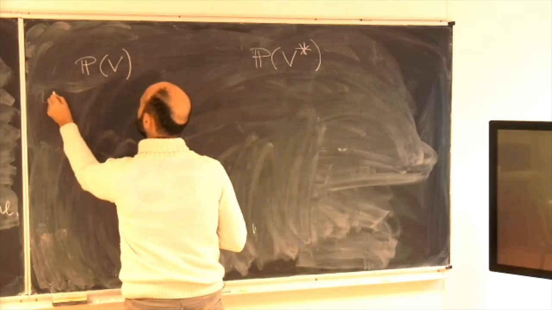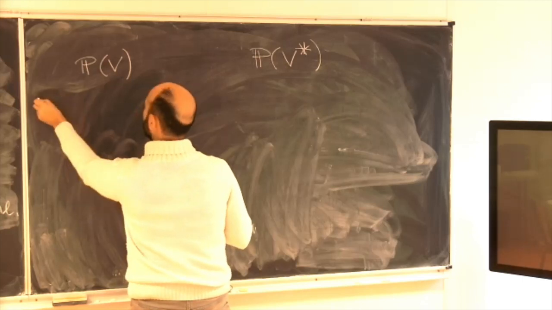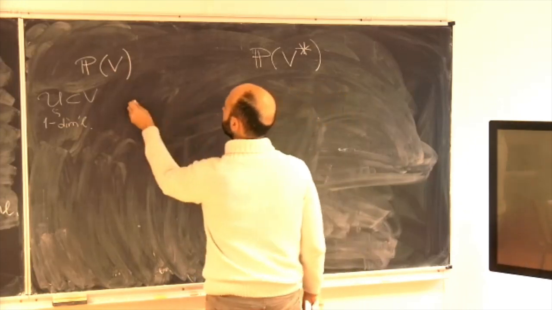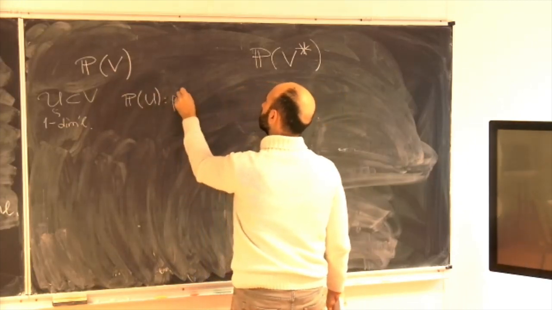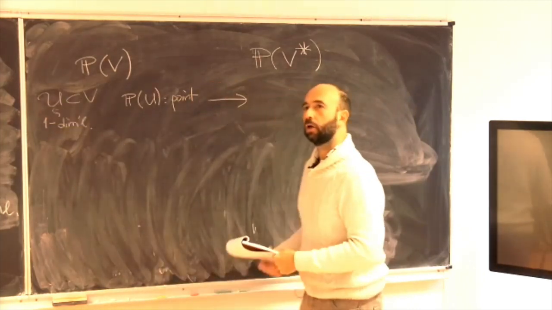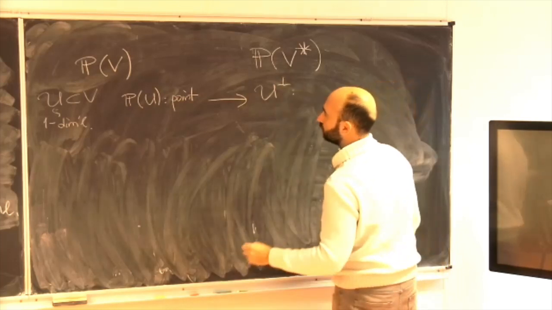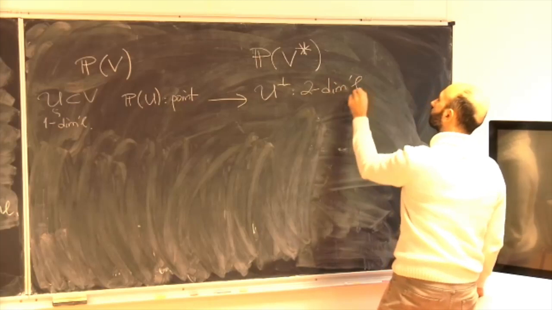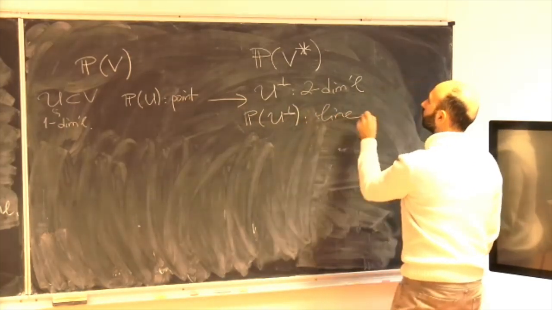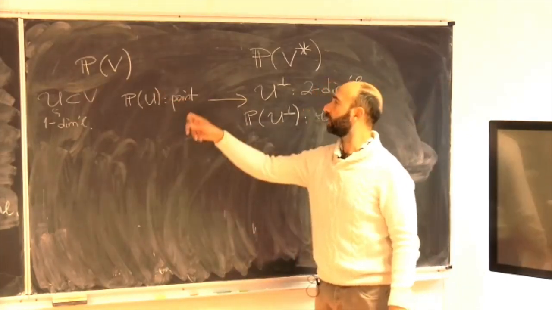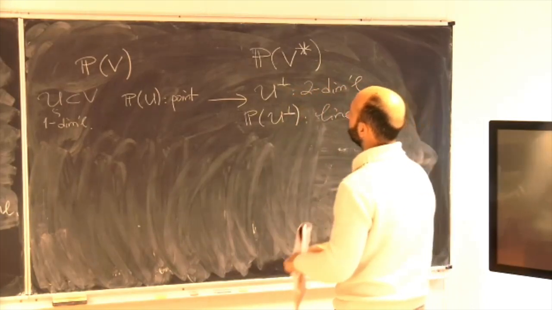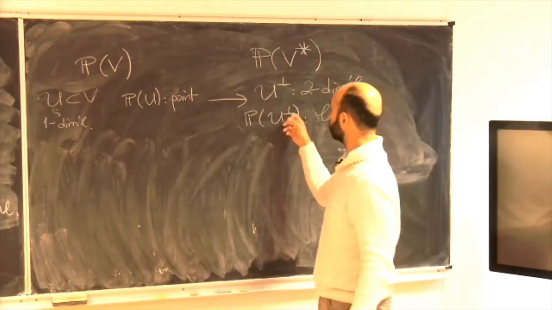Now, if U in V is one dimensional, then in the projective plane it represents a point. So PU is a point. Now let's go over here. The annihilator of U will be two-dimensional, and the projectivization of that is a line in this projective plane. So points in this projective plane are mapped to lines, in the sense that there's a correspondence between the set of points and the set of lines here. And you can go back because you can take another annihilator.